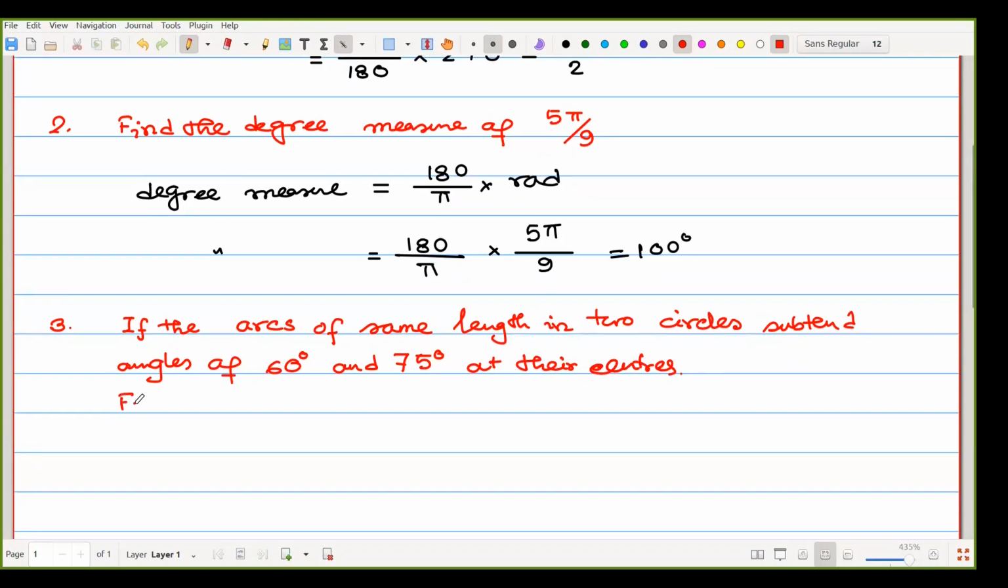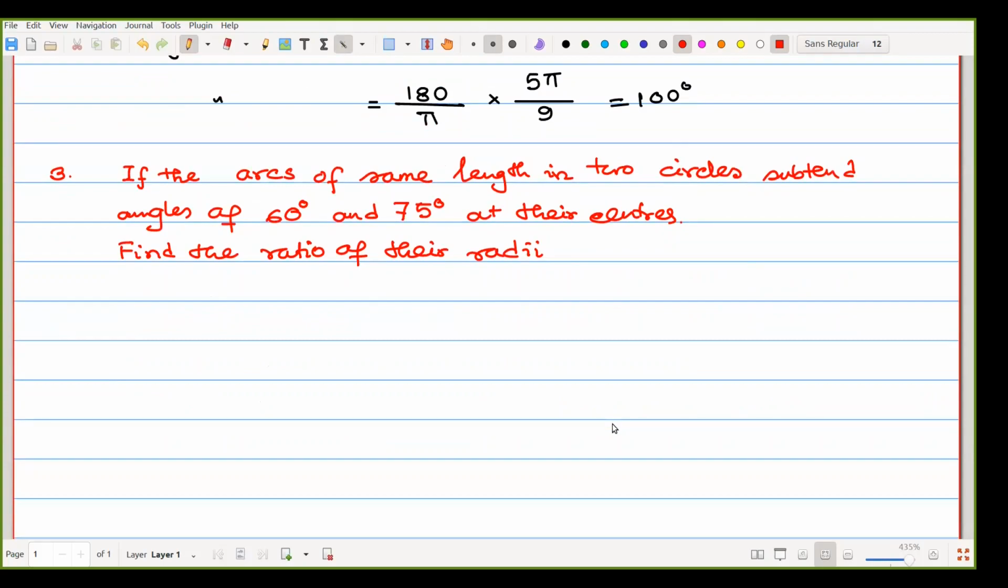Now we have to find the ratio of their radii. Oh no, here the question is different. The arc is same. The two circles have the same arcs, but the two circles subtend angles of 60 degree and 75 degree at their centers. So that means the question is like that.